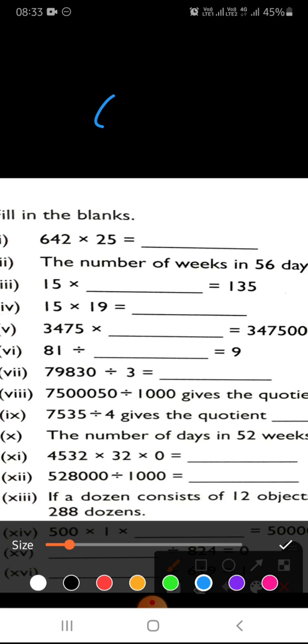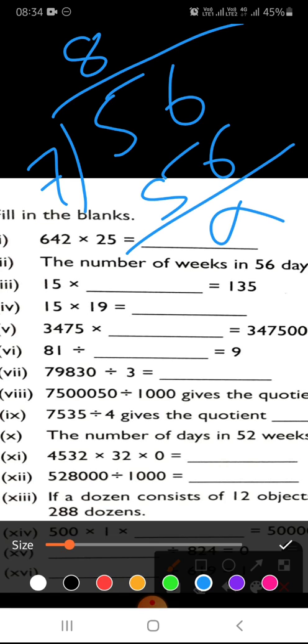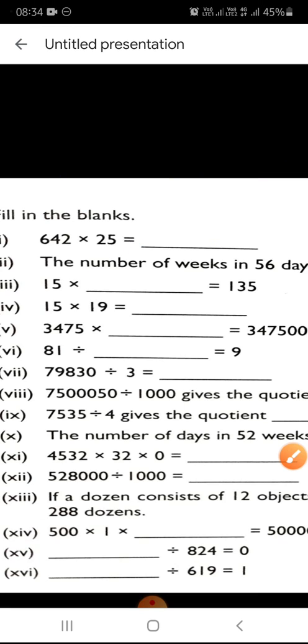Similarly, for finding the weeks in 56 days, what will you do? You will divide 56 by 7. And then you will get the answer, 7 eights are 56. So how many weeks are there in 56 days? 8 weeks are there in 56 days. So you can fill it like this.